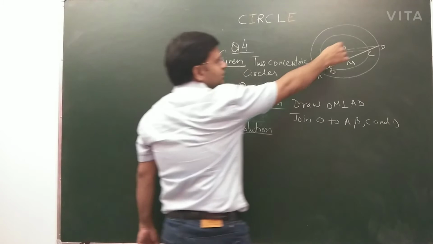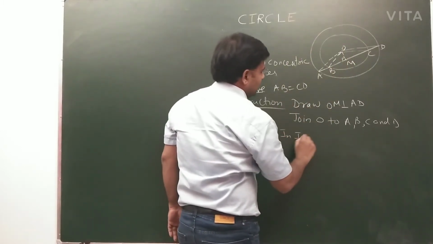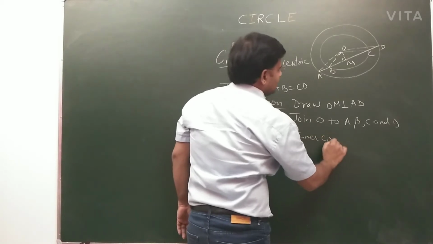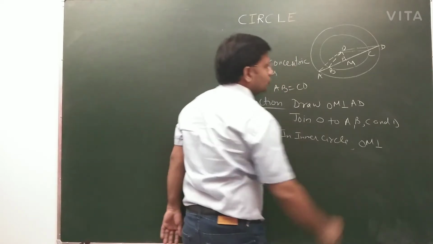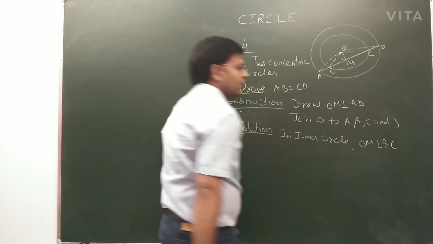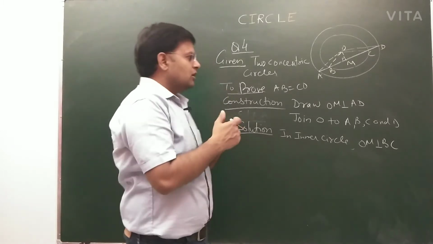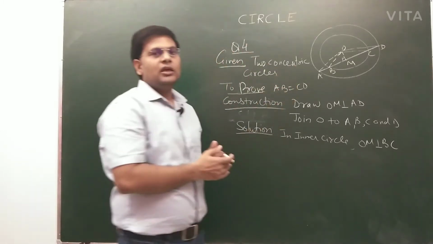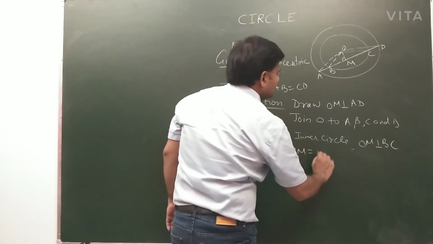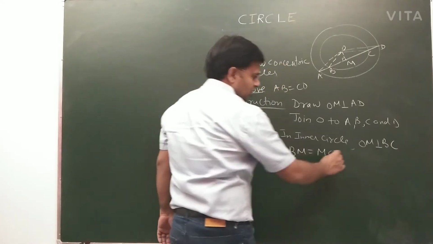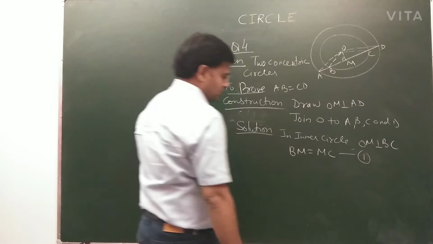We consider the inner circle first. In inner circle, OM is perpendicular to BC, and you know that any perpendicular drawn from the center to the chord is bisecting the chord. So we get the result that BM equal to MC. So mark this result as result number 1.